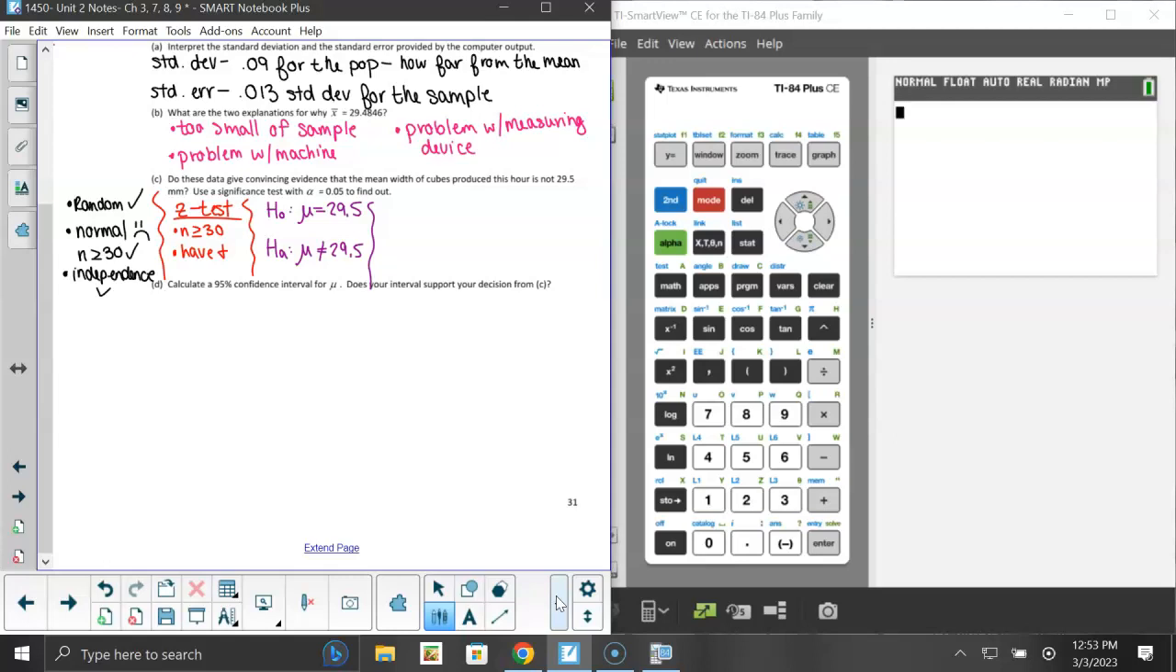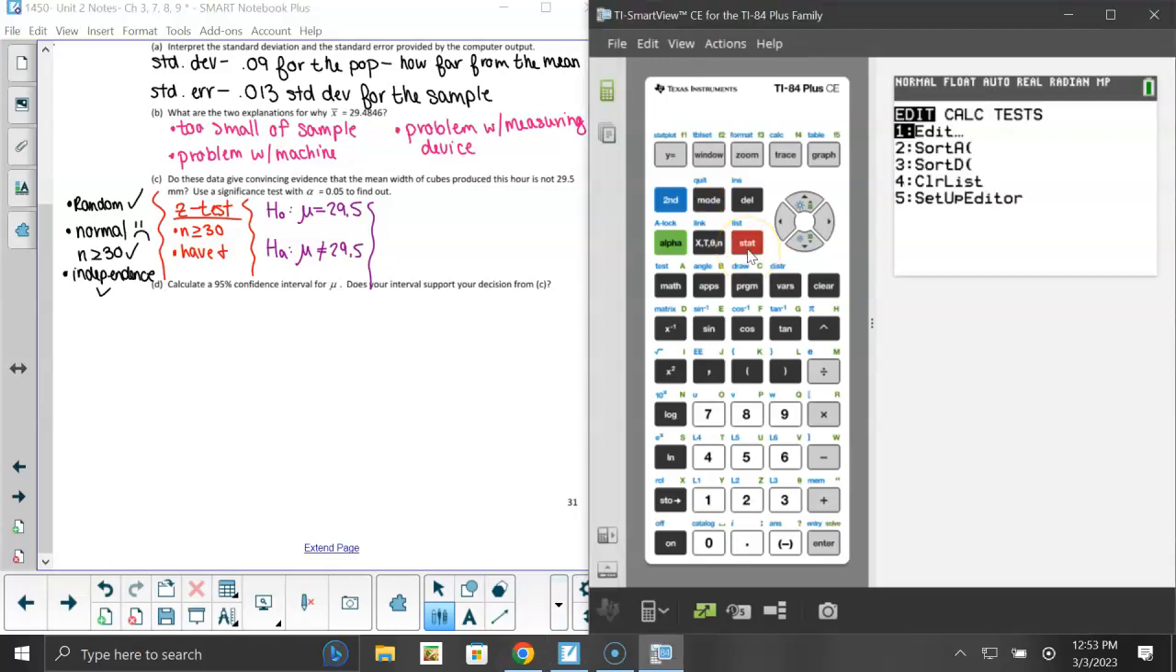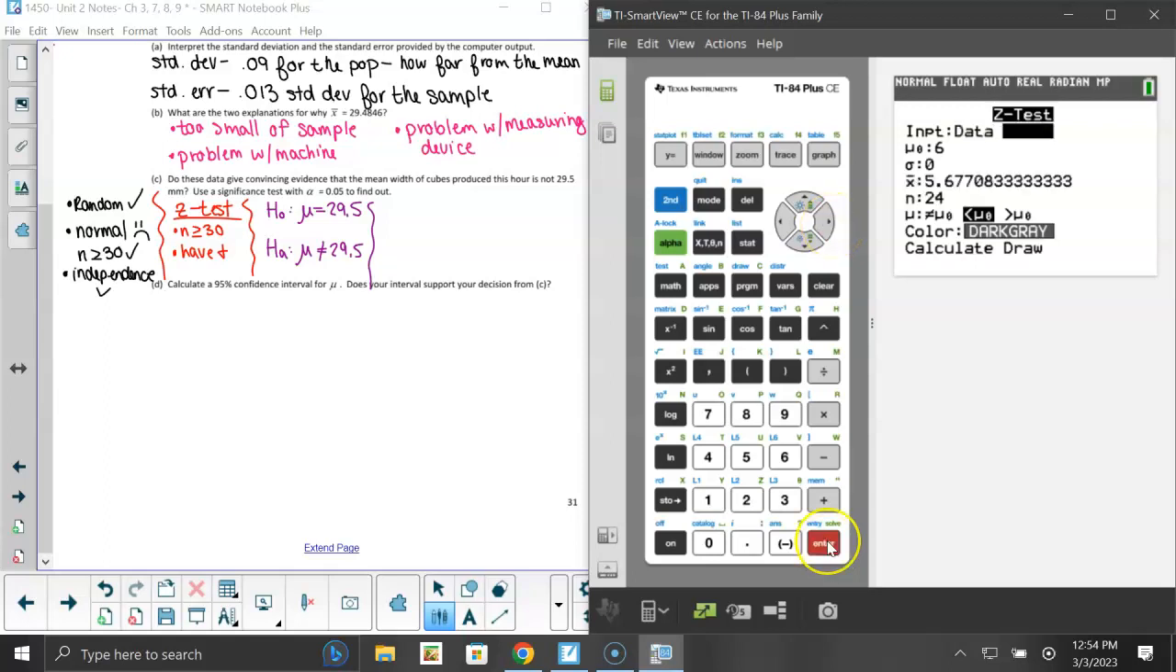All right, so we are going to STAT, TESTS. We said we were going to run a z-test, so that is number 1. We are doing it not from data, but from statistics. So mu naught is what we believe everything should be. So that should be the 29.5. Now, the standard deviation, they give it to us. That's that 0.09 from earlier. I say we just round it to 0.09 because the next 3 are zeros anyway. X bar was the 29.4846.